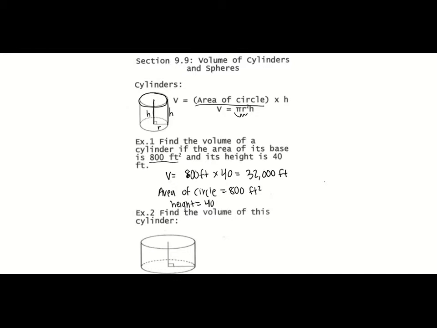And when I have volume, my units are always going to be cubed. That's a hint right there. If it says 32,000 feet cubed, it's talking about volume. If it said squared, it's talking about area, like it did down here. Feet squared, talking about area. Feet just by itself is talking about a height or a length or a width, or one dimension. Area is two dimensions, feet squared, and volume is three dimensions, feet cubed.